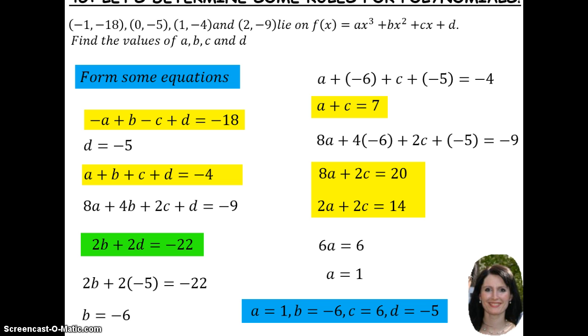We only need c. By substituting a into one of the equations, I'm going to substitute into a plus c equals 7. So 1 plus c equals 7. c must equal 6. So there are all our values: a equals 1, b equals -6, c equals 6, and d equals -5. I highlight that because that is my answer. If the question asks you to find the equation, you would then have to substitute those into f of x equals ax cubed plus bx squared plus cx plus d. Make sure you read carefully.